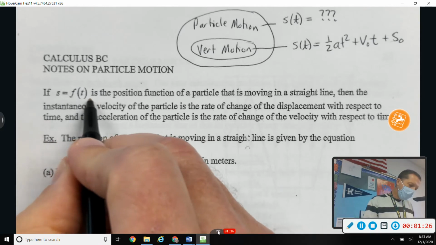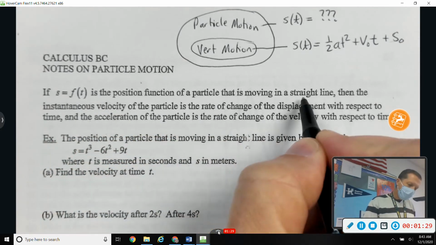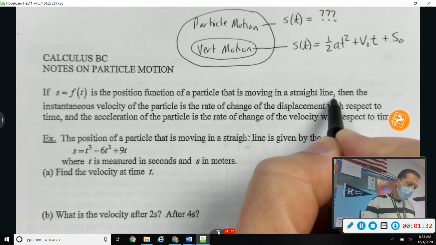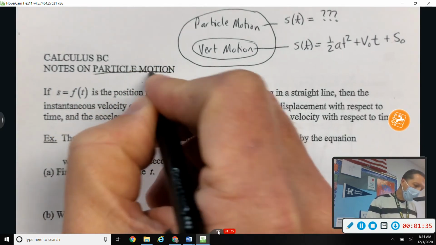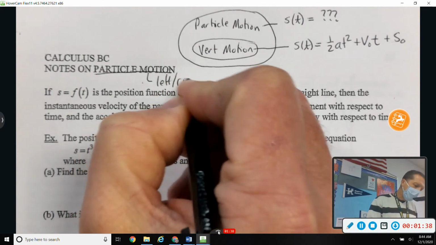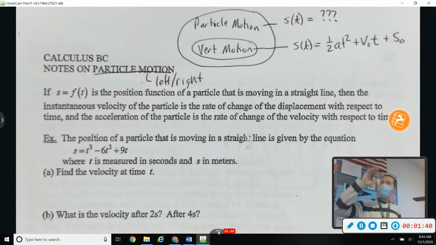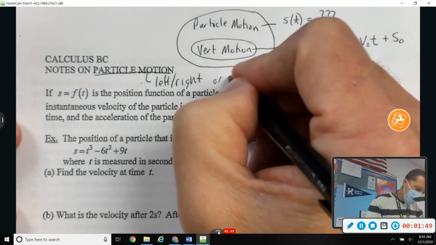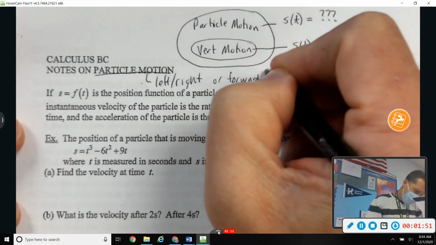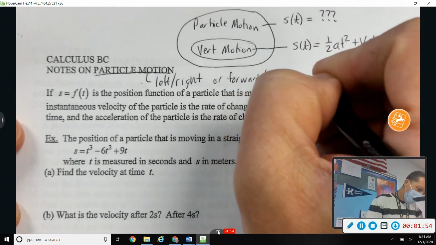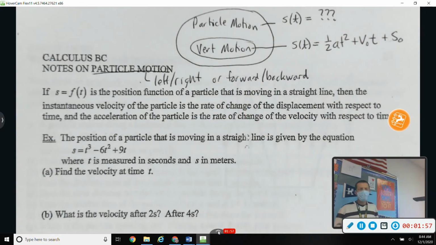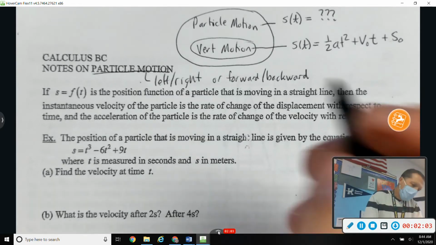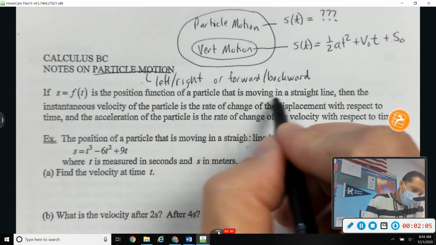If s equals f of t is the position function of a particle that is moving in a straight line, so particle motion we normally think of as left and right, or forward and backwards. So it's not up and down, because up and down introduces gravity, and then we're doing vertical motion. We think of it as like on some surface so that the gravity's not affecting the motion. Particle is moving in a straight line.